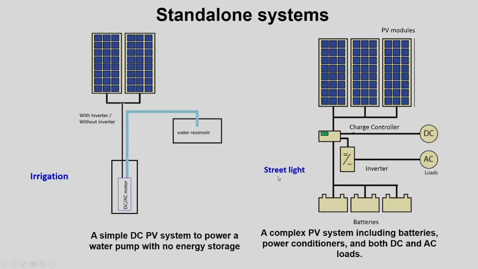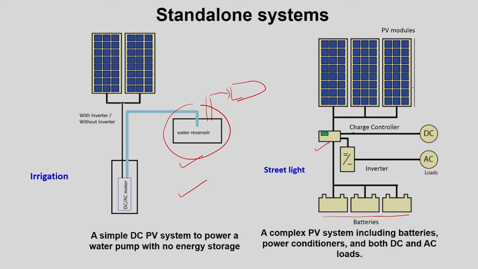What you can see here are two configurations of a standalone system. The first configuration has no charge controller and battery bank, and the second configuration has a charge controller and then battery banks. Here is an example of lifting water from the ground and storing it in a reservoir, and then finally we can use this stored water for irrigation applications, because in irrigation we need a huge amount of water. This is something like a solar powered water pumping system used in irrigation.